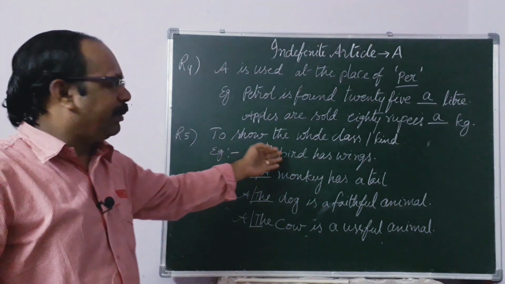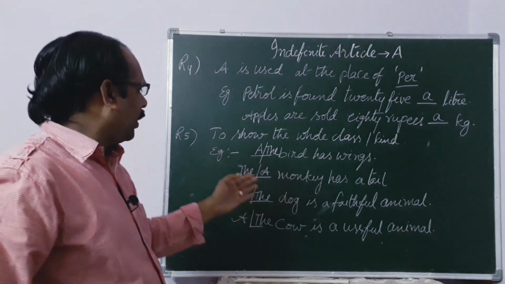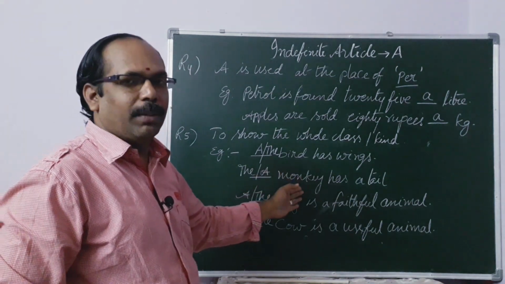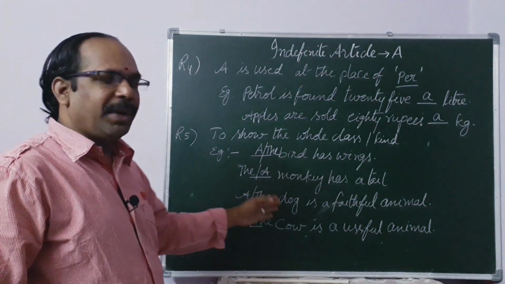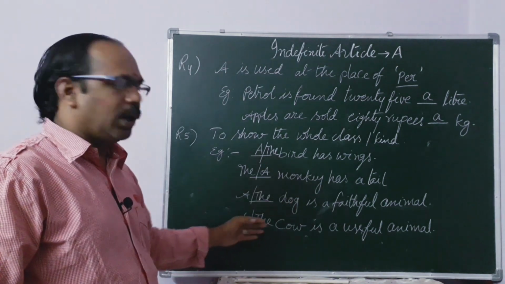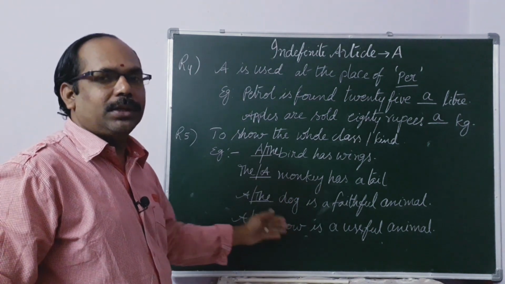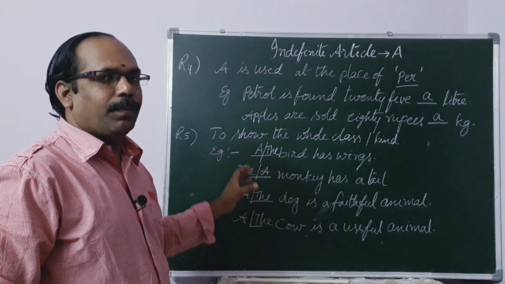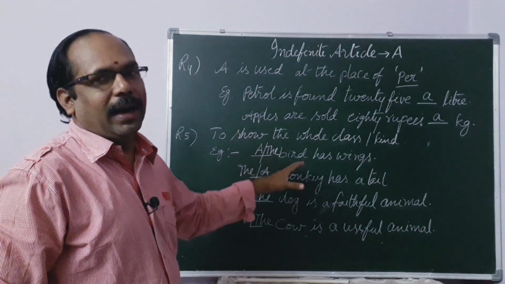Here the bird means all the birds. The monkey means all monkeys. A monkey means all monkeys. The dog means all dogs. A dog means all dogs. The cow means all cows. A cow means all cows. So we can use it for a whole class.